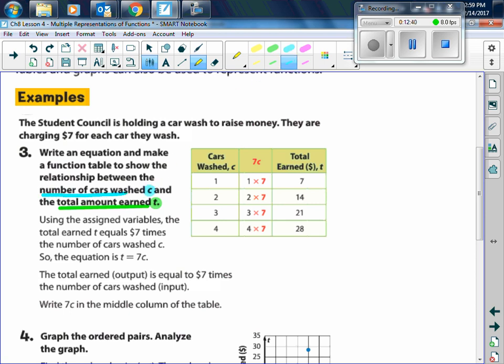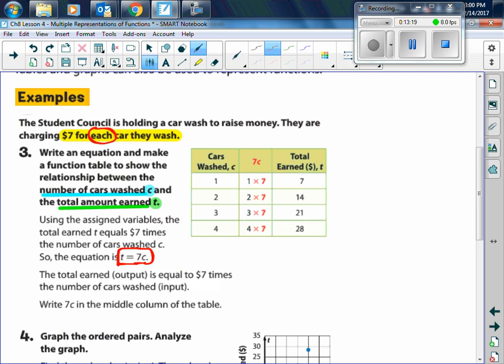Now, going back to this problem, it says up here that they are charging $7 for each car they wash. Okay? What word tells us the operation there? Each. Again, that tells us we're going to multiply. Very good. So we're going to multiply 7 times the number of cars. You see that? So there is 7 times C, 7 times the number of cars, and that's going to be equal to the total amount earned. So there is our equation.